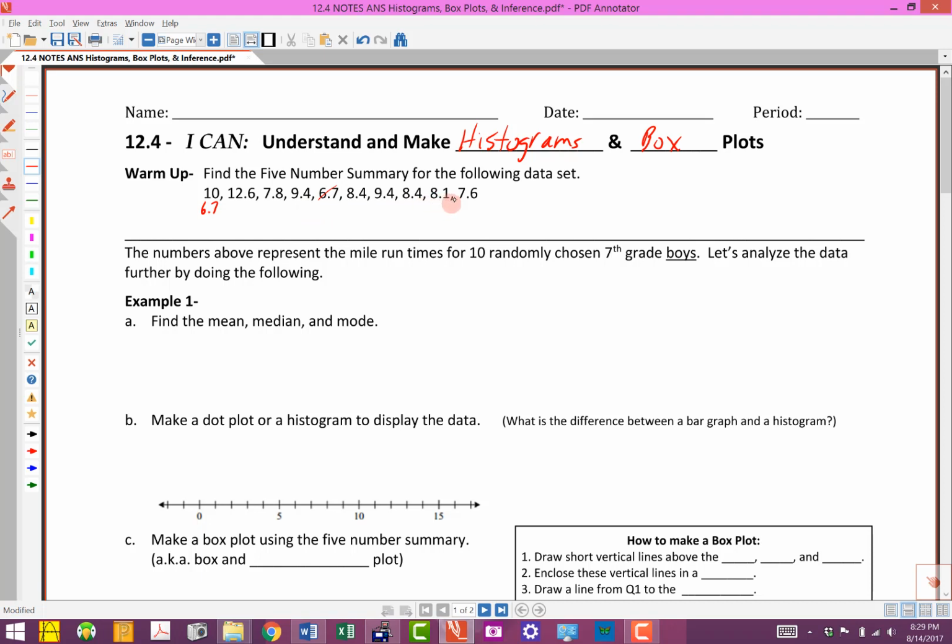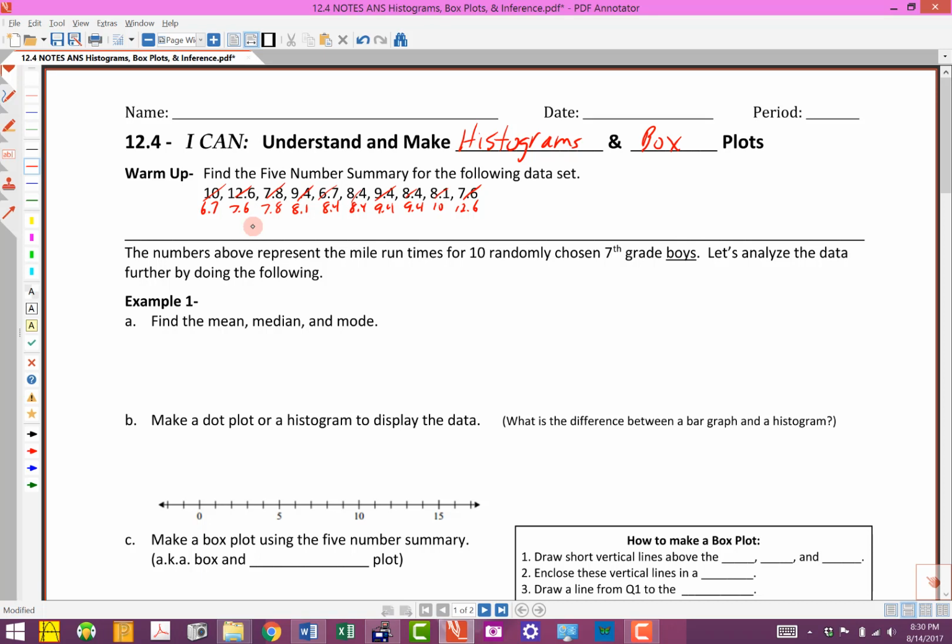Let's see, I think we've got 7.6 next. 7.6. I think 7.8 would come next. And then let's see, we've got an 8.1 and an 8.4 and an 8.4. So we're going to do an 8.1, an 8.4, and an 8.4. We got those taken care of. Next up, we've got a 9.4 here and a 9.4 here. So 9.4 and 9.4. And then we've got that 10, and we finish it off with the 12.6. And again, we see that everything lines up, so we've got the right number here.